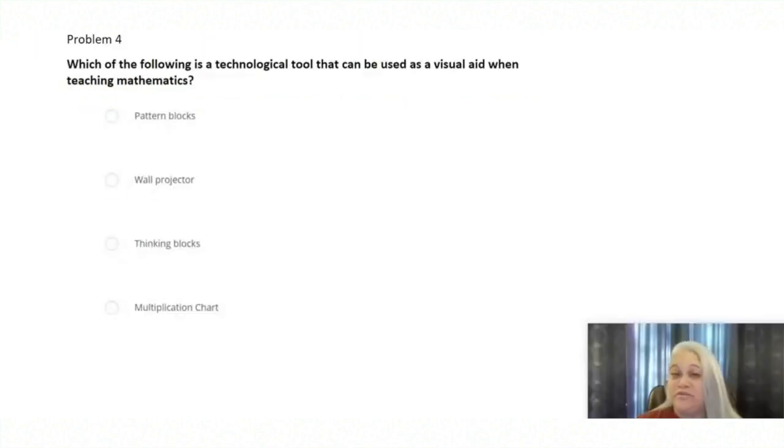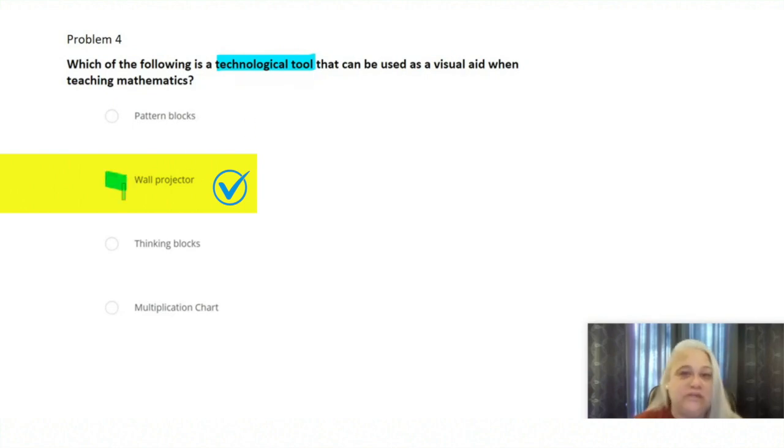So problem number 4 says, which of the following is a technological tool that can be used as a visual aid when teaching mathematics? So if we're looking for key terminology within the question, we notice the word technological tool that stands out. With our answer choices, we have pattern blocks, wall projector, thinking blocks, and multiplication chart. When we look at these 4 choices, we notice that 3 of these are hands-on manipulatives that we could use to teach a math practice. However, the wall projector is truly the only technological tool that's there. So that would be our answer.